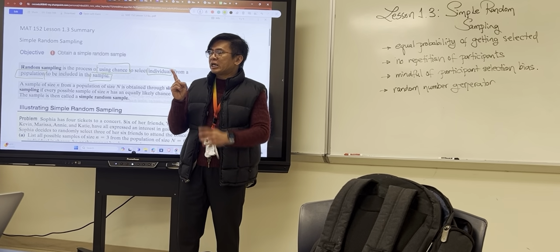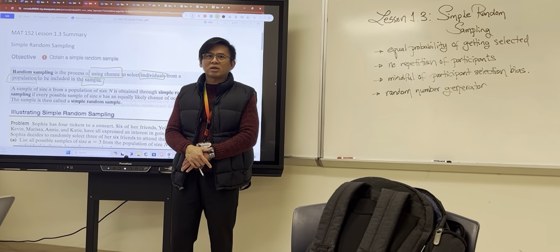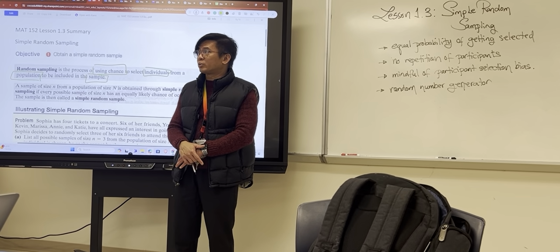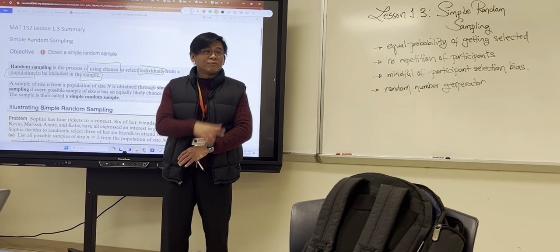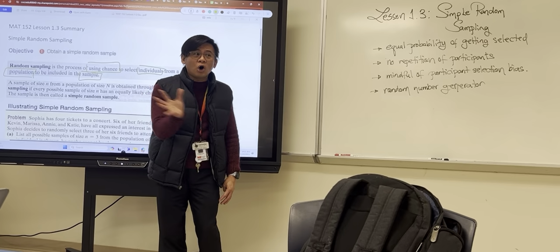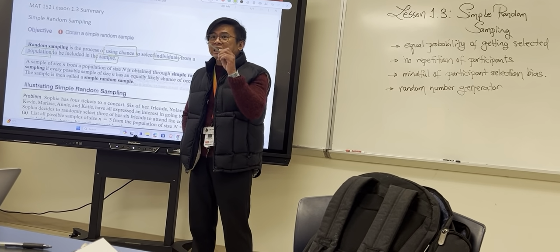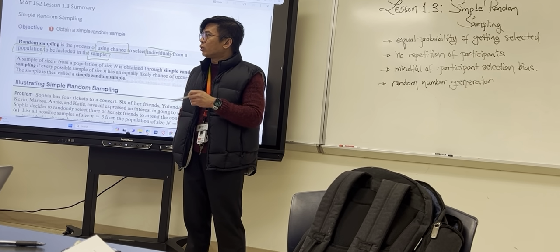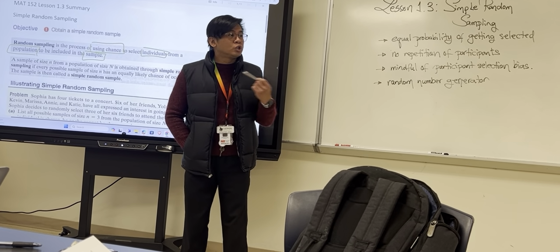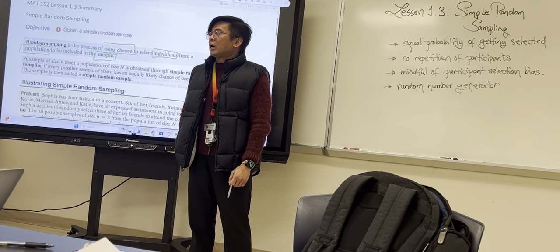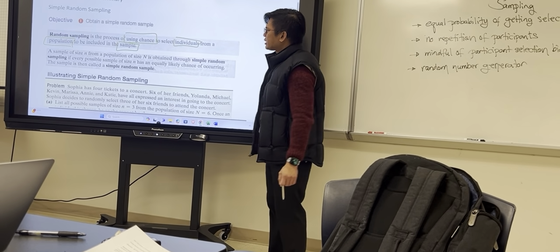One more thing is the list of individuals in a population is called what? Starts with letter F. Frame. Very good, right? So the frame is the list of all the members of the population. In short, this is the list of the individuals, countries, elements of the population where you're going to choose your participants from. Very good, right?